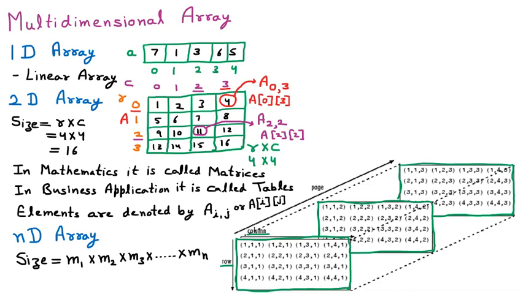Let us suppose that the dimensions are m1, m2 up to mn. The size of the ND array will be the multiplication of all the dimensions, which is m1, m2, m3 up to mn. So in multi-dimensional arrays, we have learned the 1D array, where there is a single row or single column. Then we learned the 2D array, in which rows and columns are there and the size is the multiplication of rows and columns. Then ND array means multiple 2D arrays are taken one after another, just like 3D, 4D, 5D, and the multiplication of the dimensions is called the size.